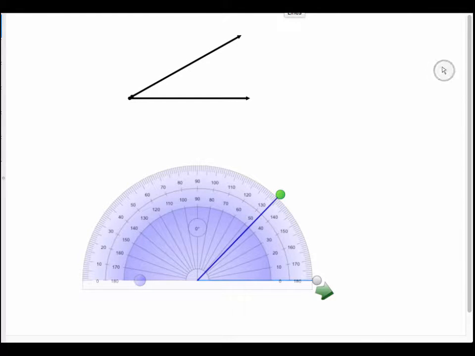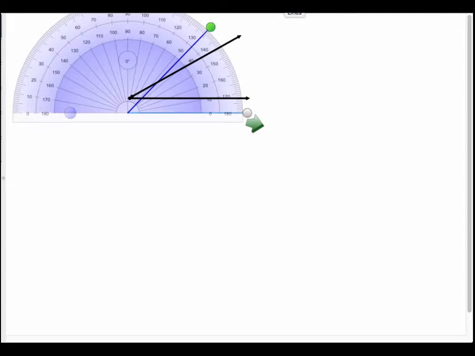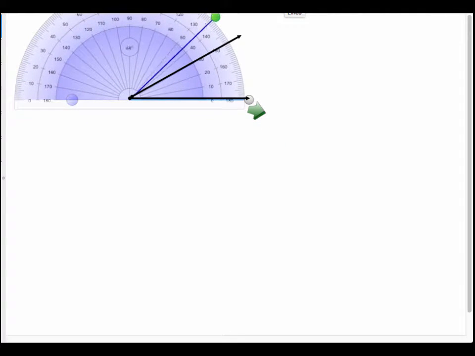Okay, I have an angle. And if I take my protractor and I measure this angle, what's the measure of that angle? 30 degrees.